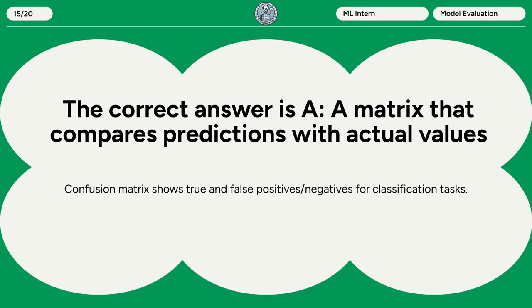The correct answer is A. A matrix that compares predictions with actual values. Confusion matrix shows true and false positives and negatives for classification tasks.